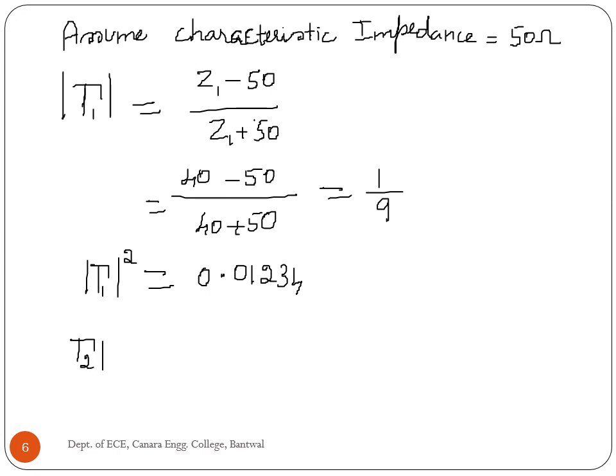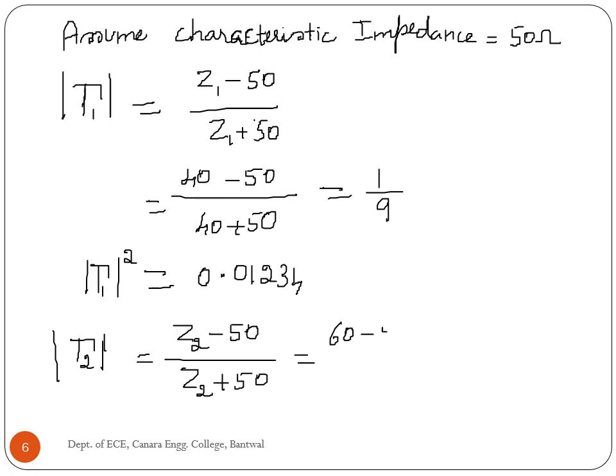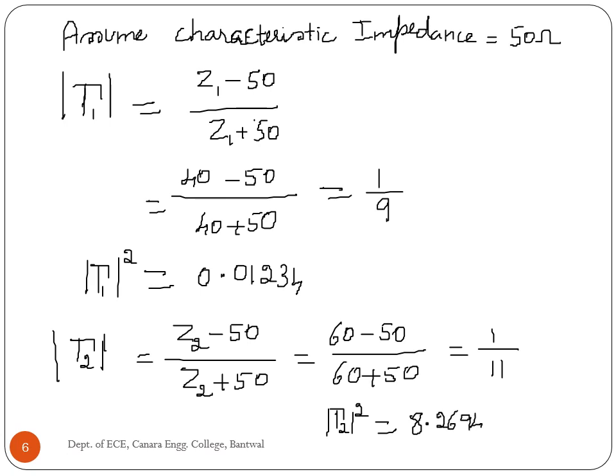Similarly, reflection coefficient at port 2 is given by Z2 minus characteristic impedance divided by Z2 plus characteristic impedance, which is equal to 60 ohm minus 50 divided by 60 plus 50, which is equal to 1/11. Therefore, square of reflection coefficient at port 2 is equal to 8.2694 into 10 to the power minus 3.